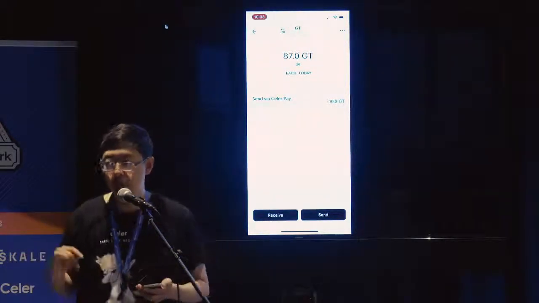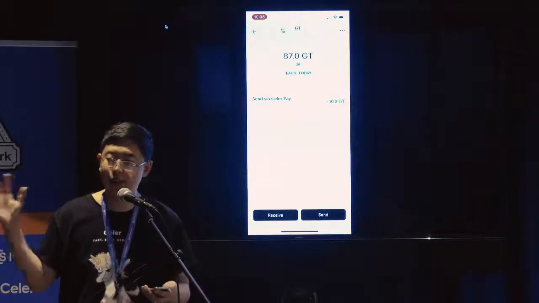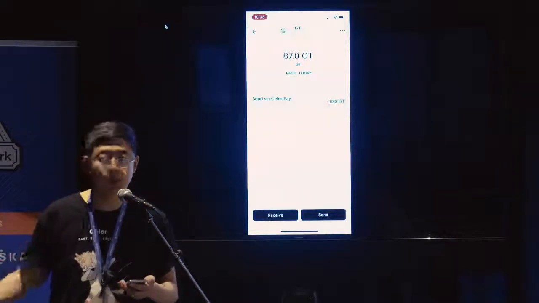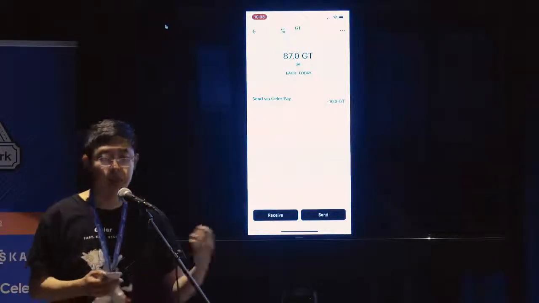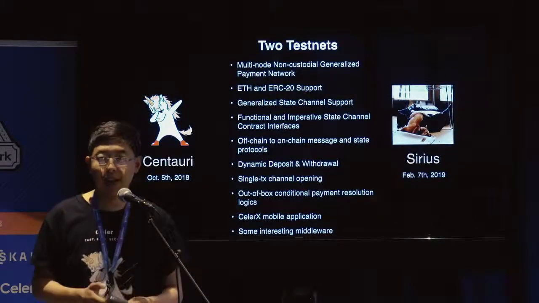That is, when people are interacting with each other, there is no fee because the computation effort is carried out entirely by the state channel participants, and it's extremely interactive. So we launched 2 testnets so far.